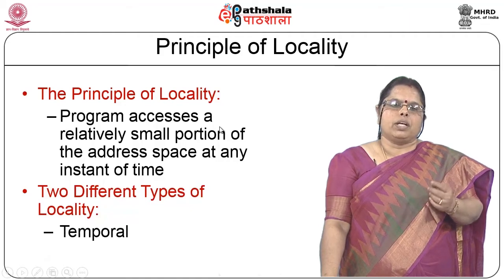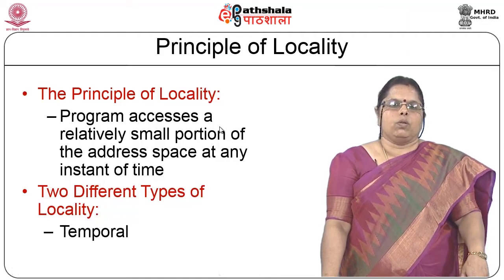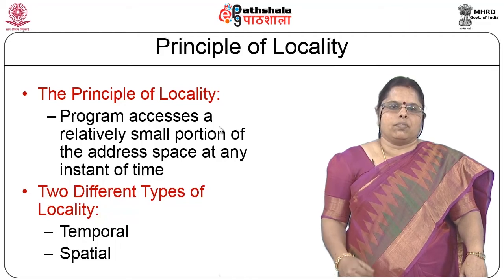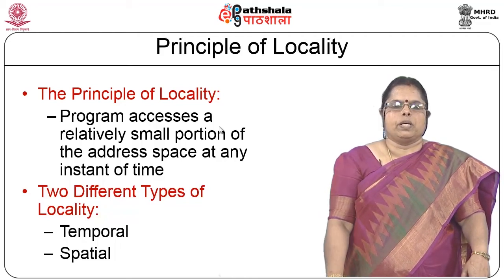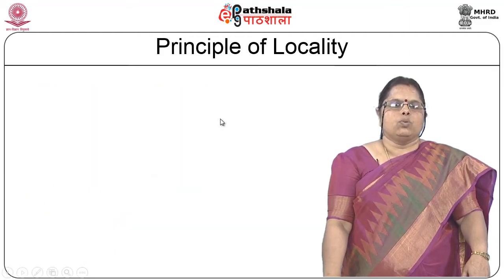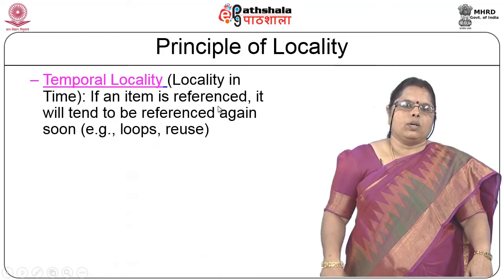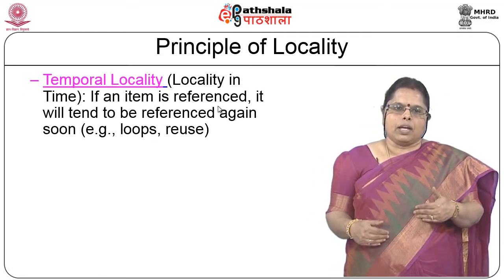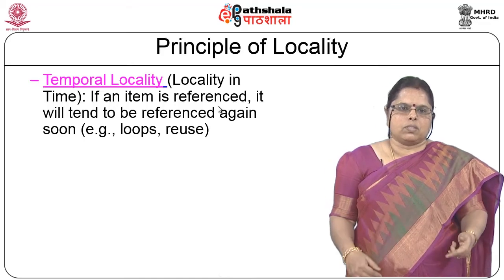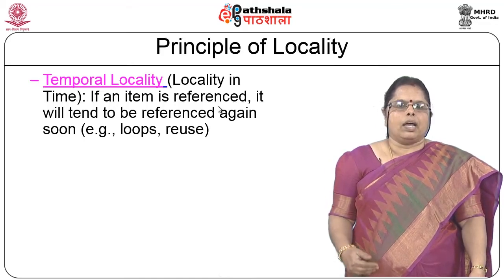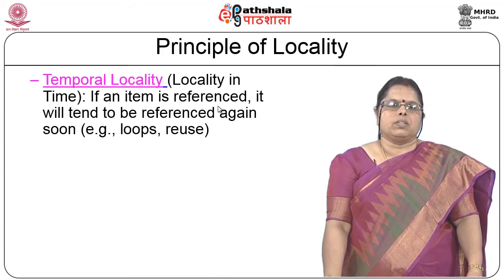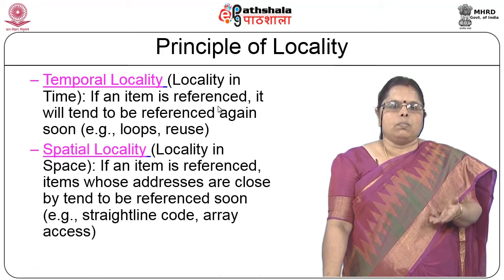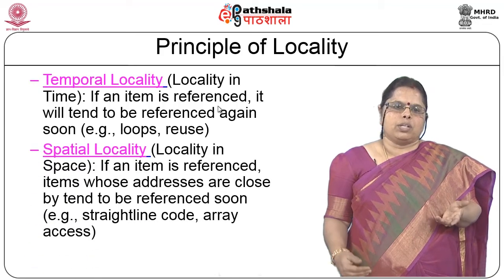There are two different types of locality. One is with respect to time, which is called the temporal locality of reference. The other is called the spatial locality of reference. The temporal locality of reference is basically locality in time. That is, if an item is referenced by the processor now, it is quite likely that the processor will reference it again soon. Examples are loops, which get reused again and again.